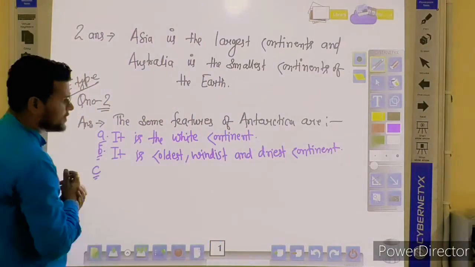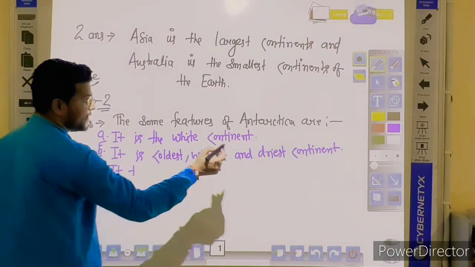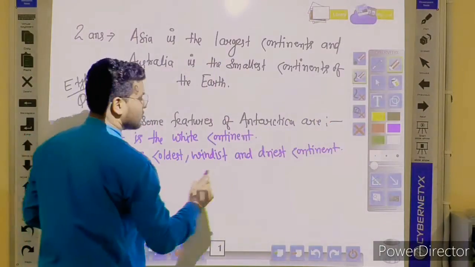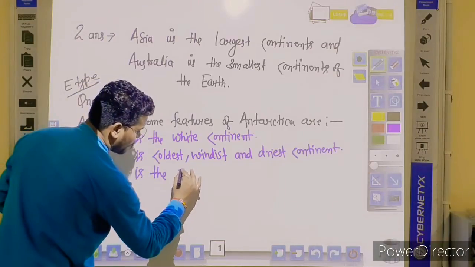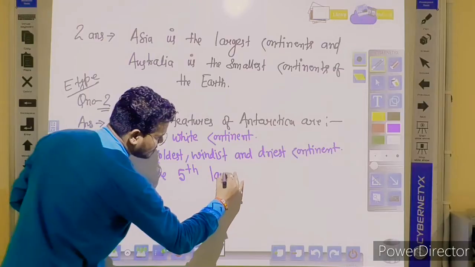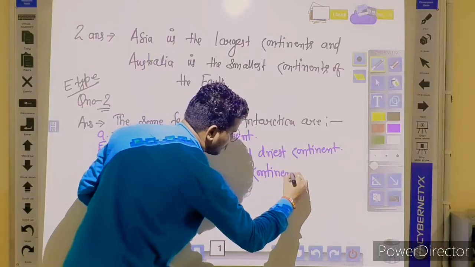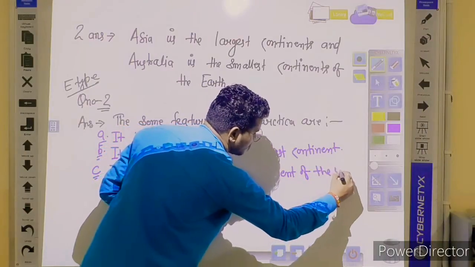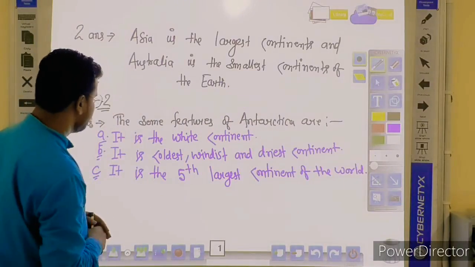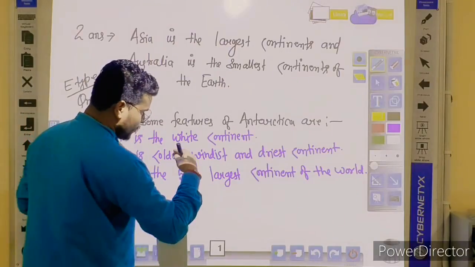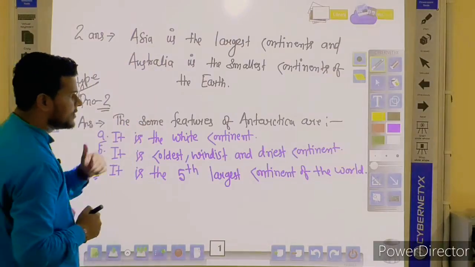Feature number C: it is the fifth largest continent of the world. It is the fifth largest continent after Asia, Africa, North America, South America, then Antarctica.